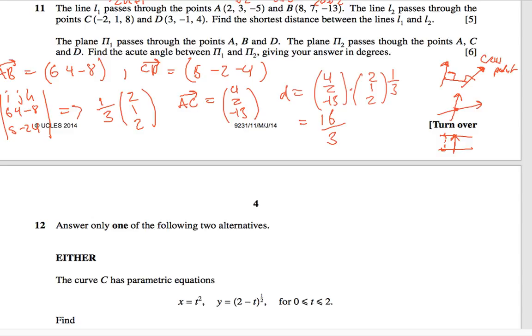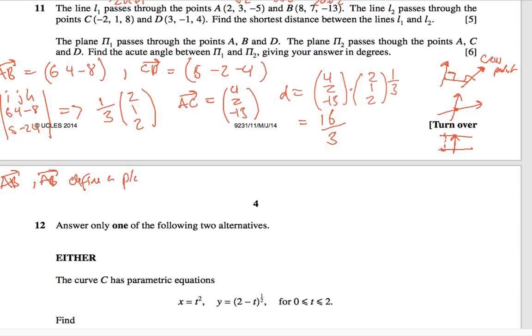Cool. Now it's doing a similar sort of thing. It's given you a plane with 3 points and then another plane with 3 points in it. So now the points, the lines AB and AD, you can figure out these vectors pretty easily. They define a plane.